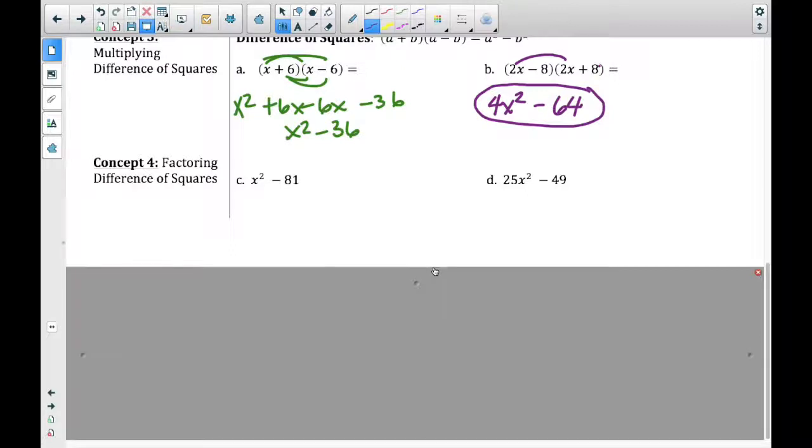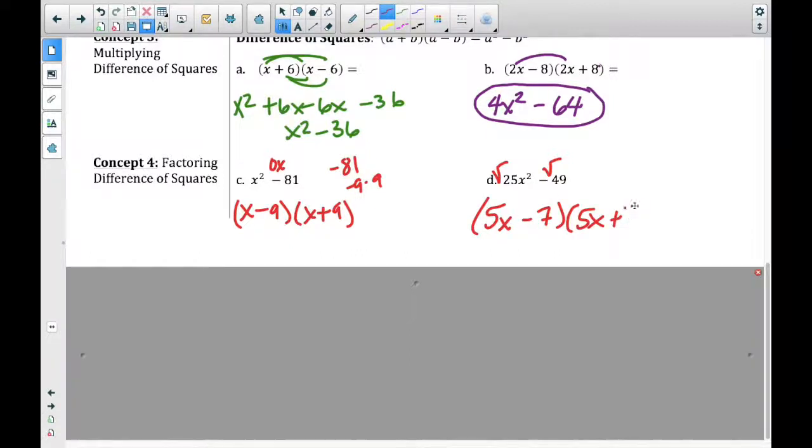The next section is just going the other way, and we've talked about this type in class quite a bit. The way in class we've been talking about it is if we put a 0x in there, what are the factors of negative 81 that add up to 0? Well, negative 9 and positive 9. What we know is the answer is going to be x minus 9 and x plus 9, and that's the answer. When you have larger coefficients on there, you have to think about what you're doing, but it's really not too hard. What we're doing is we're taking the square root and the square root. So it's 5x minus 7 and 5x plus 7.